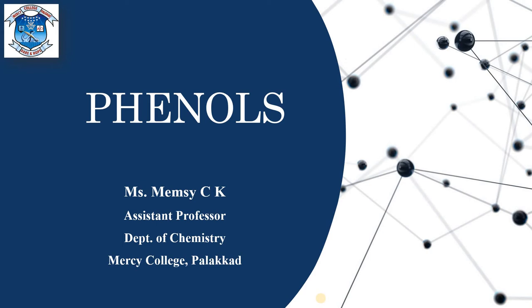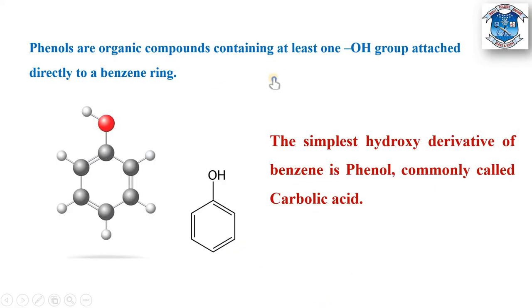Dear students, in this video we will have a discussion on phenols and their properties. Phenols are organic compounds containing at least one OH group, and that OH group is attached directly to the benzene ring, as you can see here. The simplest hydroxy derivative of benzene is phenol, commonly called carbolic acid. It is C6H5OH.